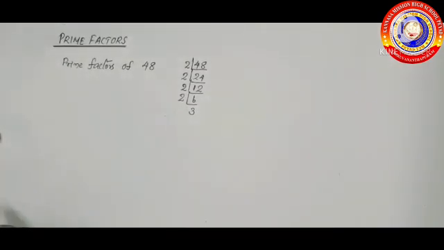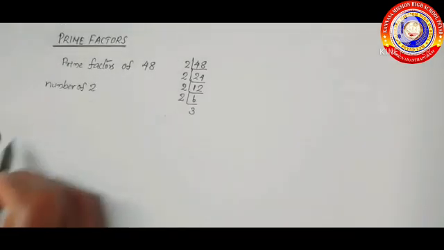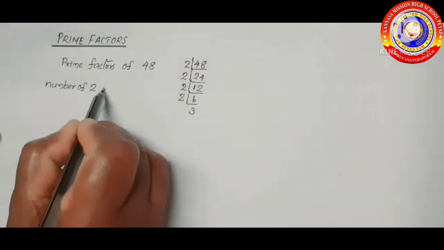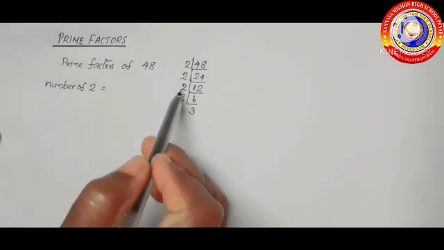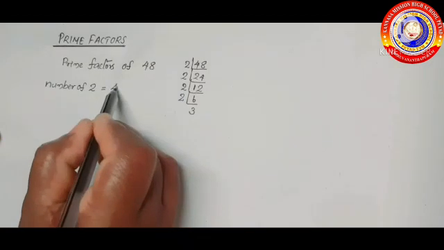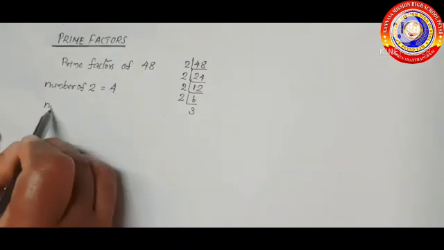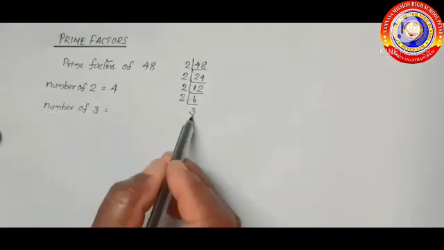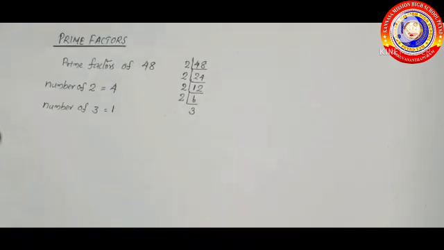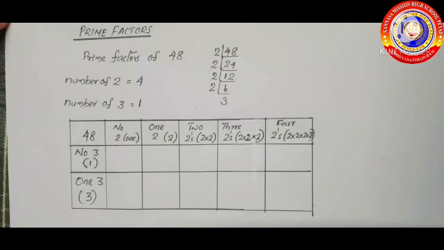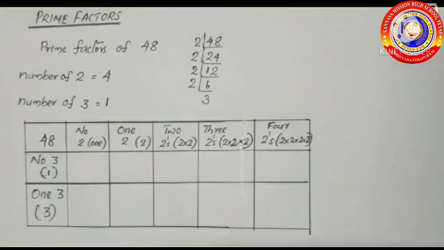Here, how many 2's are there? Yes, there are 4 2's. And how many 3's are there? Yes, 1 3. We have to find the factors of 48 by the column method. Here, the number of 2's is 4, so we mark in the column up to 4 2's. And there is 1 3.